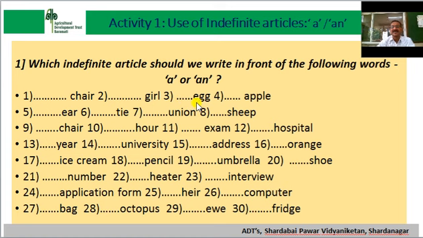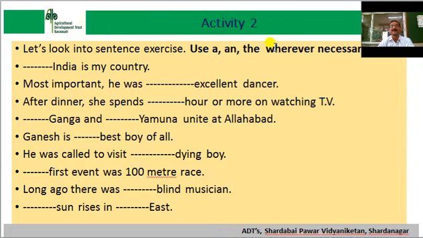Here, egg starts with the vowel sound E. That's why an egg, an apple. In this way, with the help of the explanation given in the previous slides, you solve all these examples and use a or an.